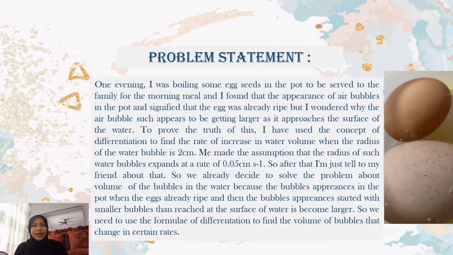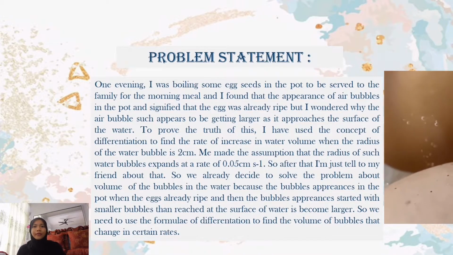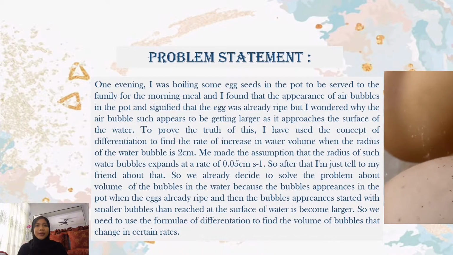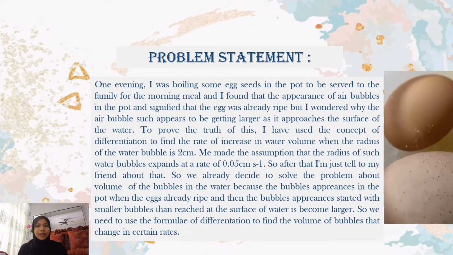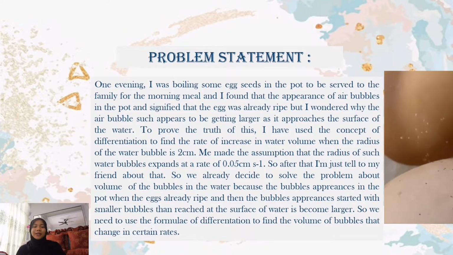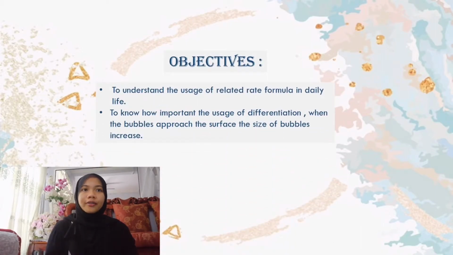So after that, I told my friend about that. We decided to solve the problem about the volume of the bubbles in the water, because the bubbles appear in the pot when the egg is already ripe. The bubble starts out smaller, then becomes larger when it reaches the surface of the water. So we need to use the differentiation formula to find the volume of bubbles that change at a certain rate. The objectives are to understand the usage of the related rate formula in daily life and to know how important the usage of differentiation is. When the bubble approaches the surface, the size of the bubble increases.